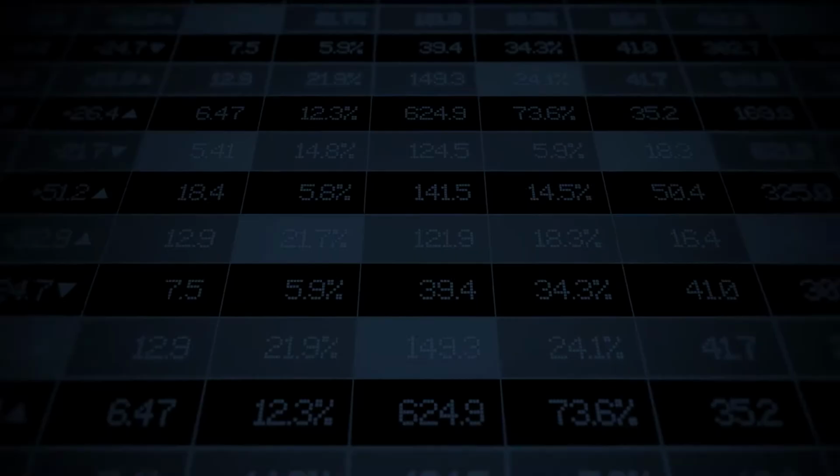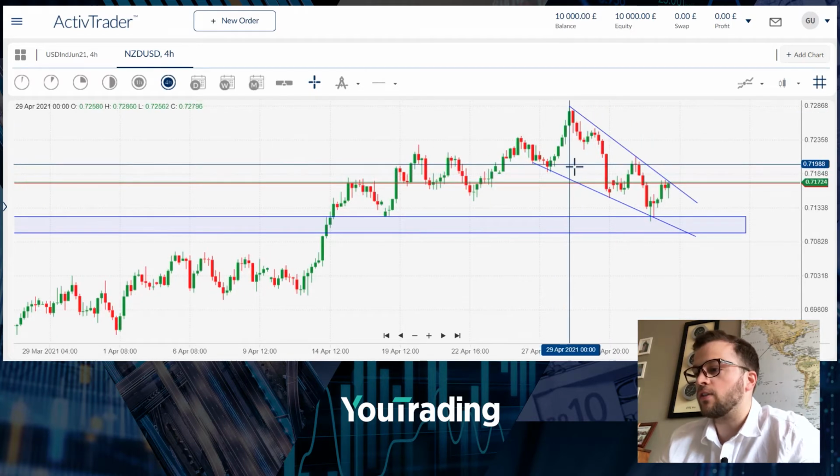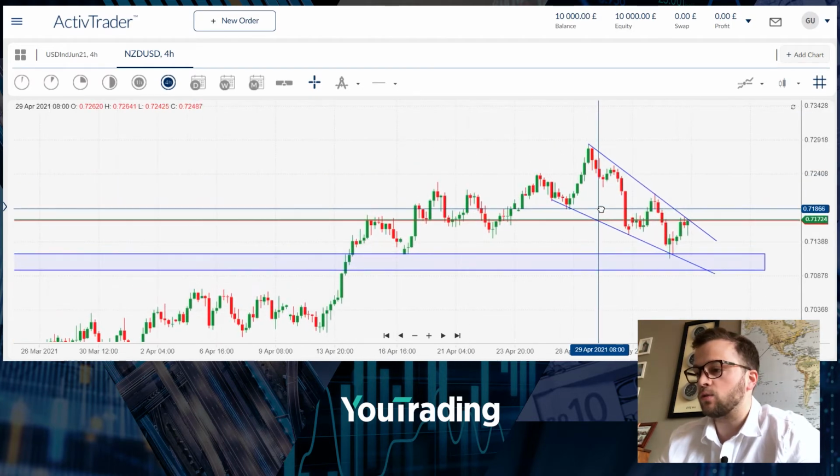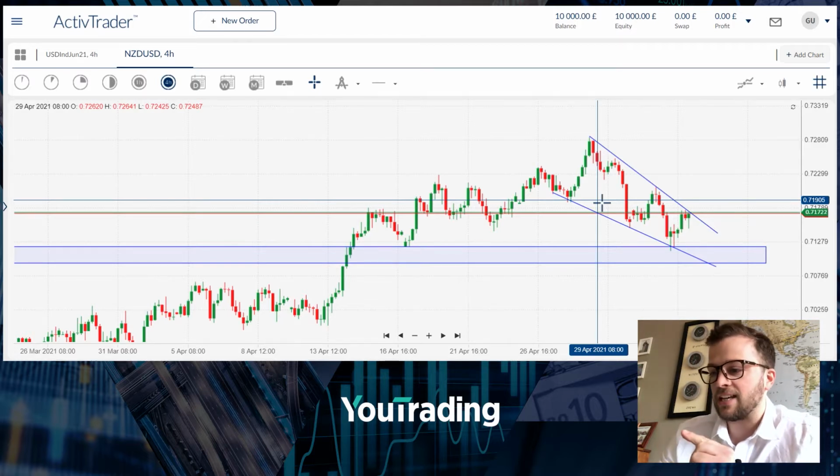Today we're looking at the New Zealand dollar versus the US dollar. As you can see here on the chart, this is 4-hour candlesticks, by the way. And you can see in the last couple of days, NZDUSD has been on the back foot. This is broadly as a result of US dollar dynamics, okay?